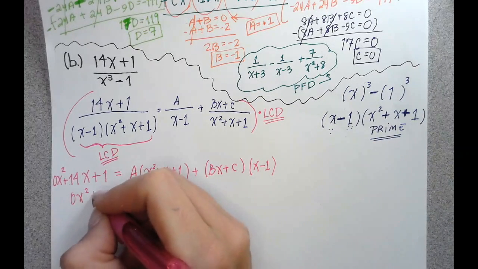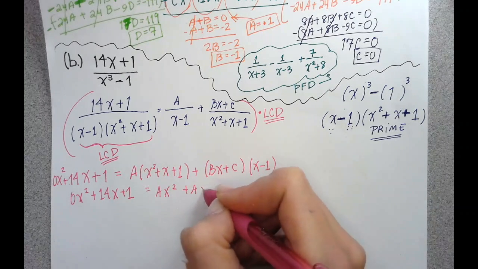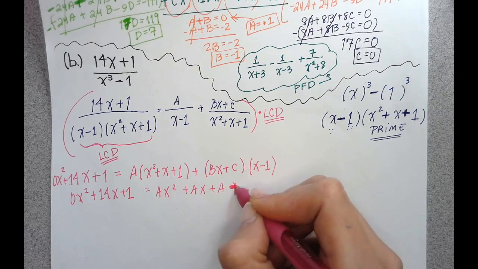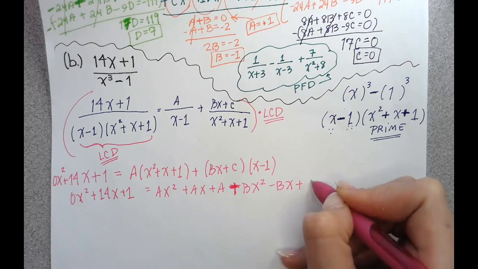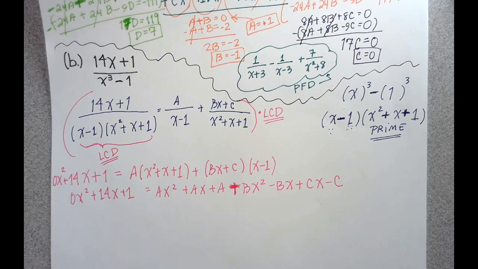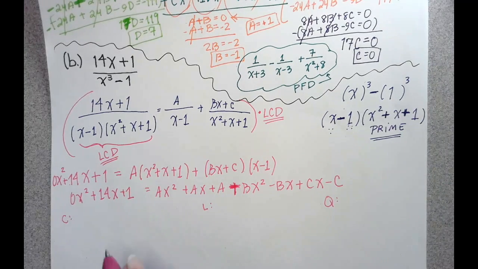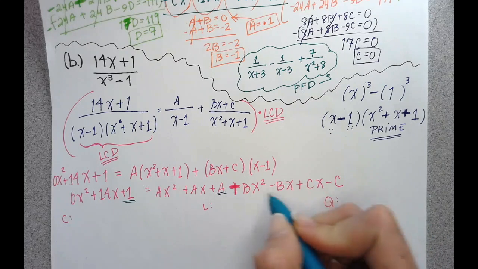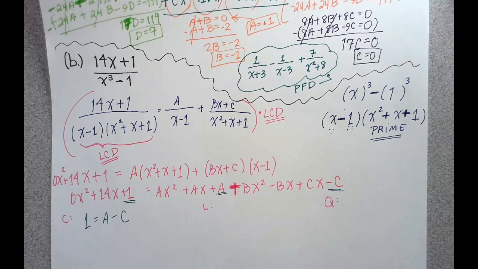Next step, I'm just going to open it up a little bit. 14x plus 1 equals Ax squared plus Ax plus A, plus Bx squared minus Bx plus Cx minus C. If you really had to break it all out, you could say my constants go here, my linears go here, my quadratics go here. All right, what do we got? My constants. I have 1 is equal to A minus C. Looks like that's it. 1 equals A minus C.